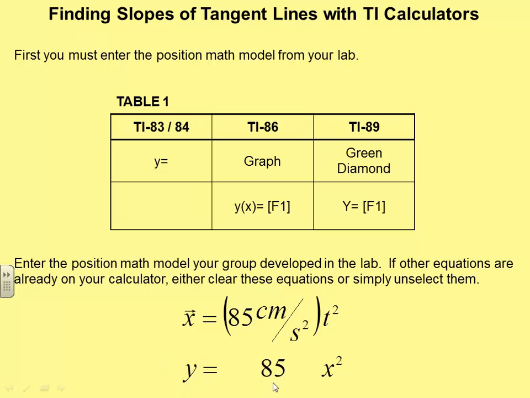You should have y equals your slope. Please don't use 85 unless that's actually your slope. x squared. And don't forget the squared. If you leave off the squared, you'll have a linear graph instead of a parabola.